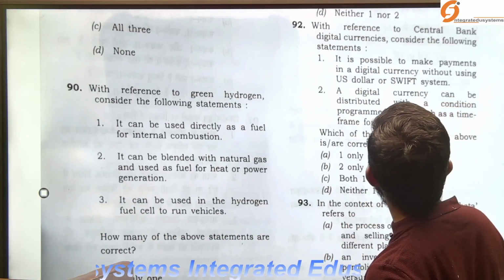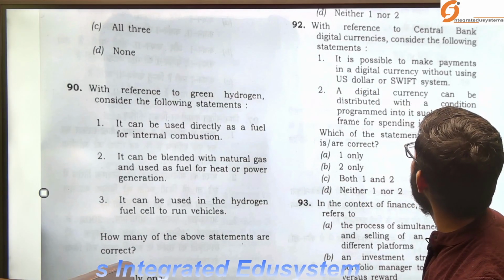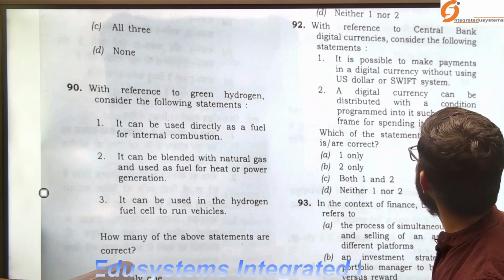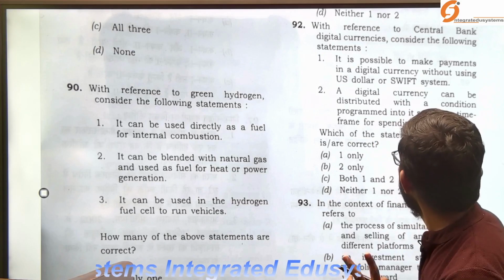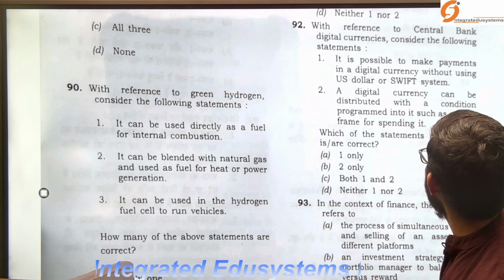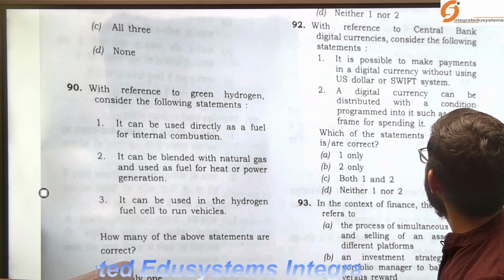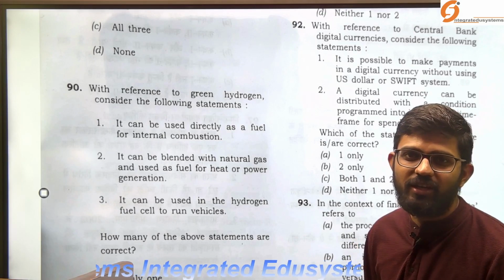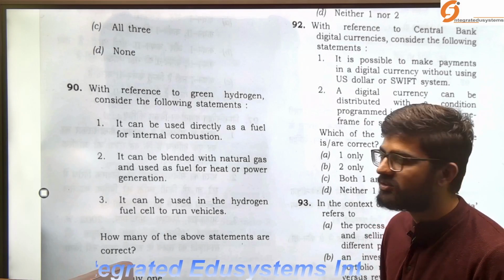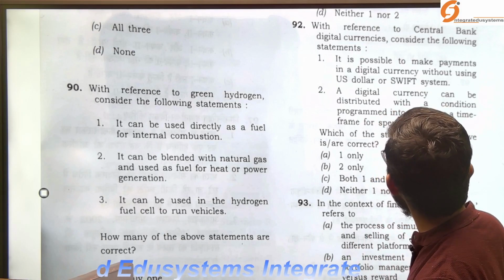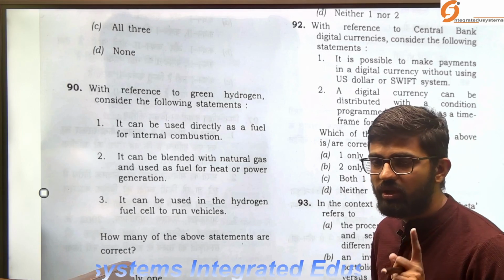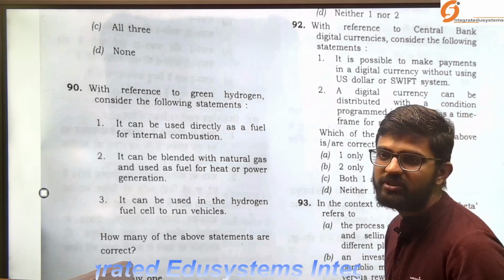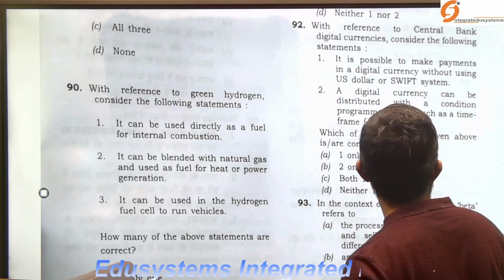With reference to central bank digital currency, consider the statement. It is possible to make payment in a digital currency without using US dollar or SWIFT system. Yes. Second, a digital currency can be distributed with a condition programmed into it such as a time frame for spending it. No, this is not a token, it is digital currency, you can spend it anytime. So answer here is A, which is only one correct, because this is not a token that you have to spend within a time frame. So answer is A.